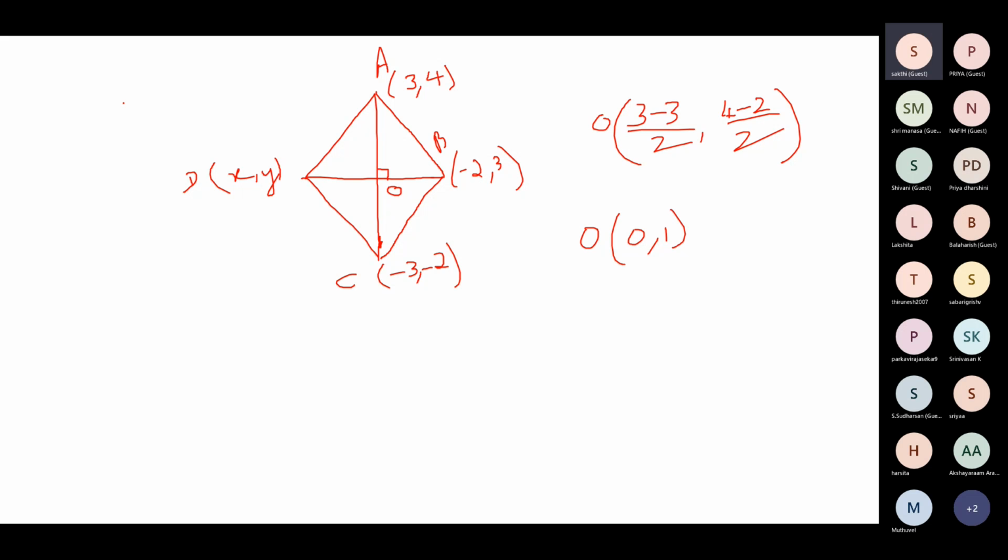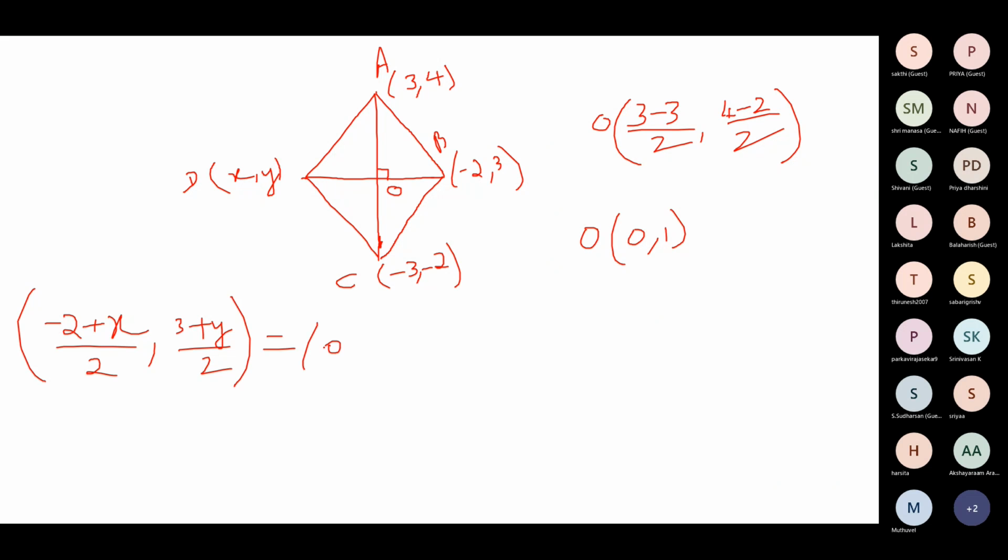Without finding the point, also you can do that, ma'am. Yeah, please tell me how you've done it. I have directly equated x minus 2 by 2 is equal to 3 minus 3 by 2, ma'am, and I got x is equal to. Shakti, just a second, I'll come back to you. We'll finish this one. So using BD, O is the midpoint of BD. So what will you get? Minus 2 plus x by 2, comma 3 plus y by 2 is equal to 0, 1. So these are the coordinates of O, which is already found to be 0, 1.